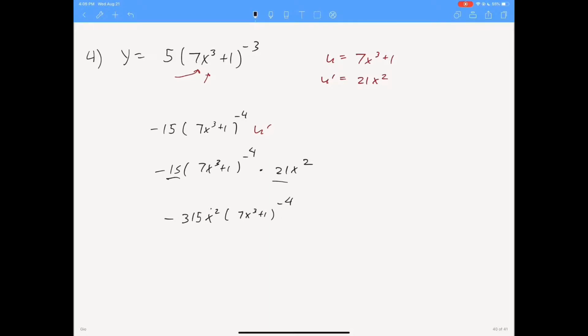And if we want to clean up the notation a bit, we'll have the negative 315x squared in the numerator, bring down the negative to the denominator: 7x cubed plus 1 raised to positive 4. And that's our final answer.